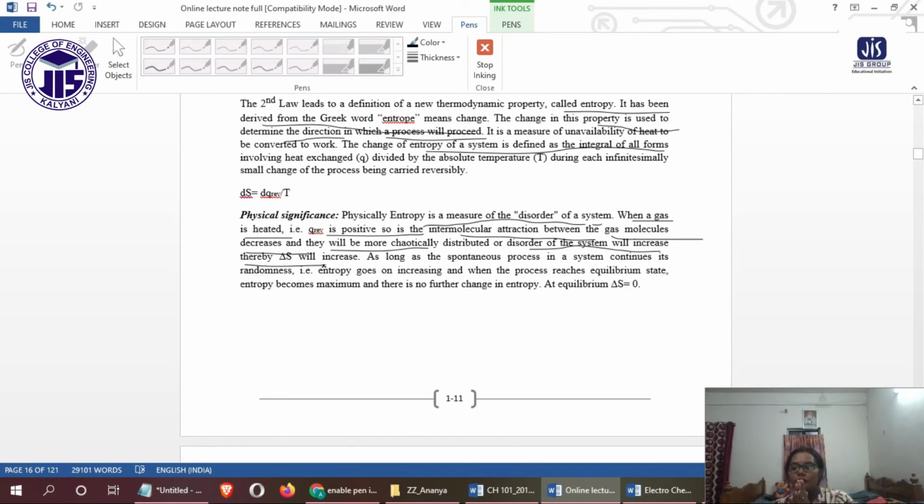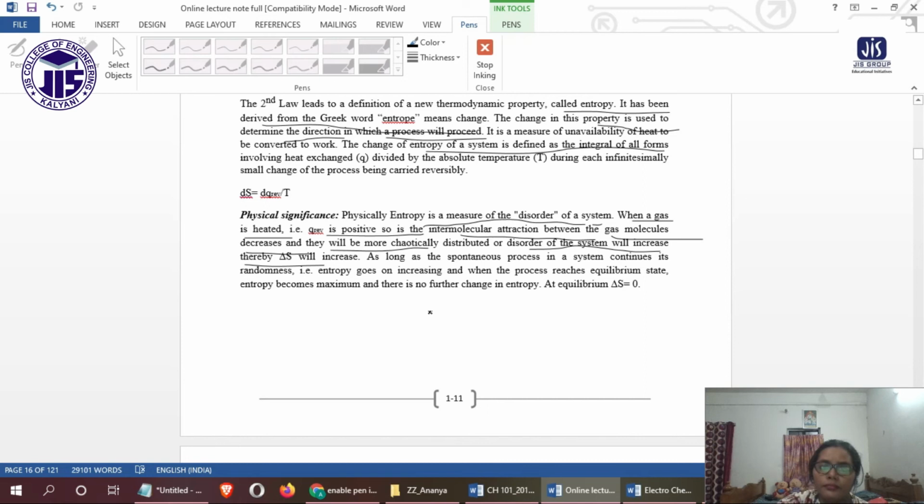Like that, when we transform a solid into liquid form, the randomness will increase, that is, the entropy will increase. Again, if the liquid is converted into gas, the molecules will move more randomly. So from liquid to gaseous transformation, again the entropy will increase.